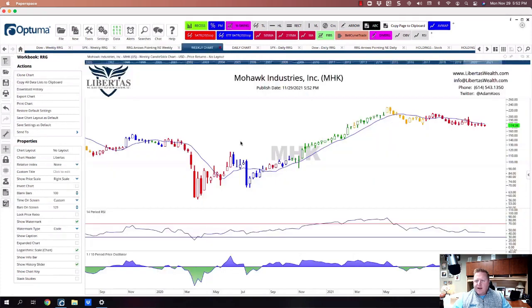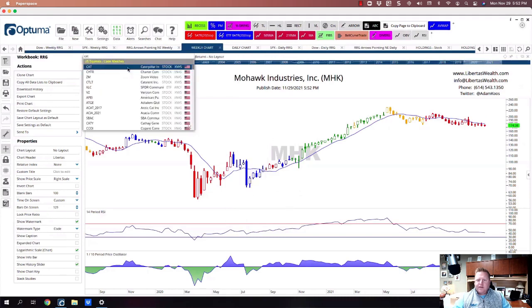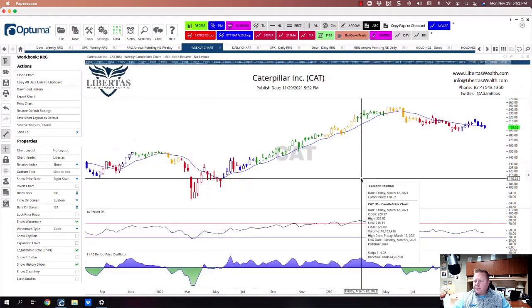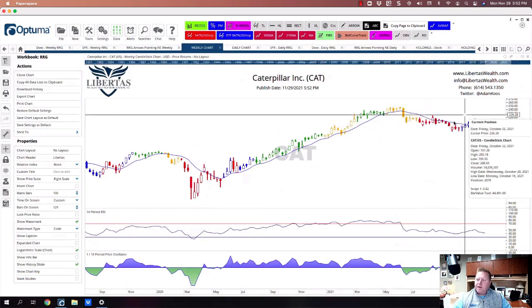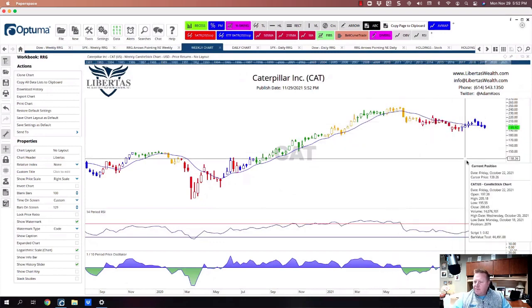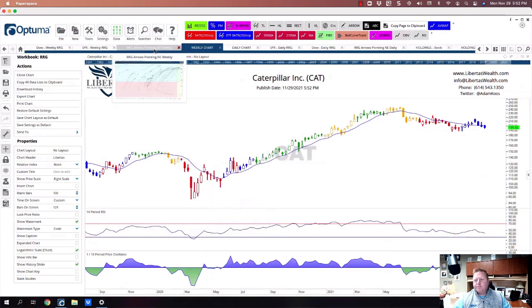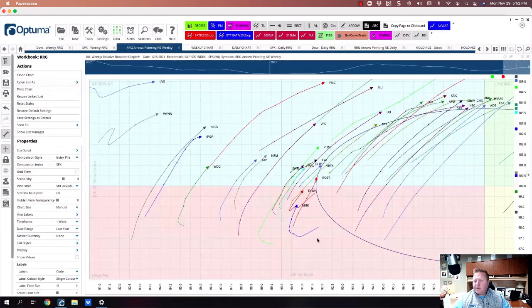Cat. So Caterpillar. Let's see what Cat looks like. Nah, looks okay. It's below its 10-week, but it looks like it's trying to get back above. Again, it looks like this stock's trying to bottom. But I don't know. I think there's probably other things we could buy that would look better.